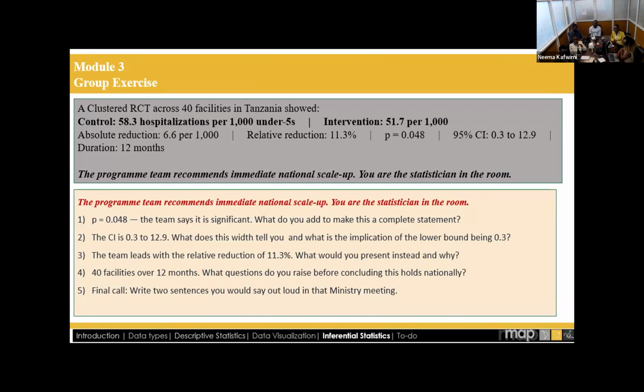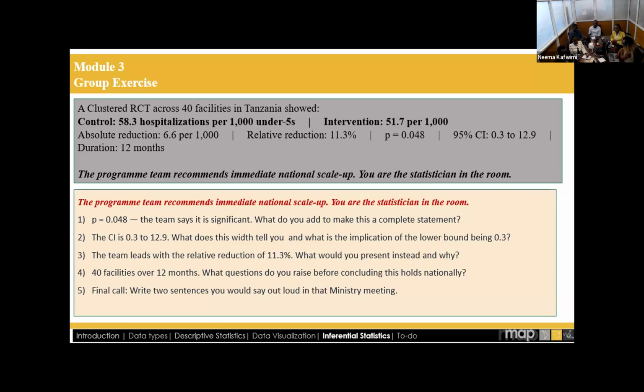You, as a statistician in the room, have a p-value of 0.048. The team says it is significant. What do you add to make this a complete statement? I'll just give you a hint. In this context, we not only look at the p-value. The p-value is not the only thing that will guide us to change either policy or to do anything.